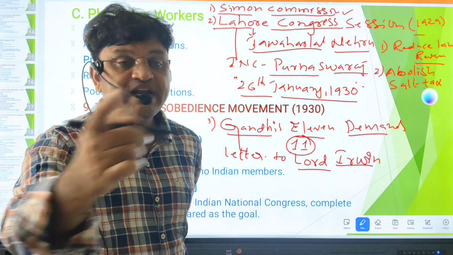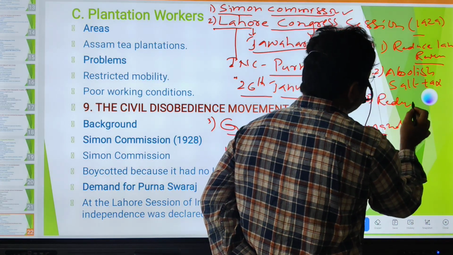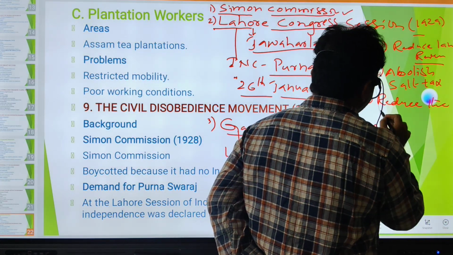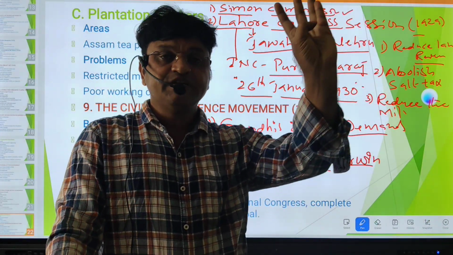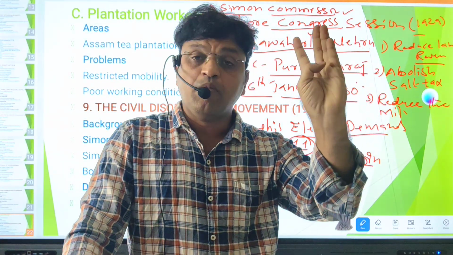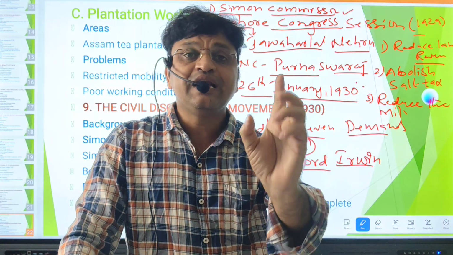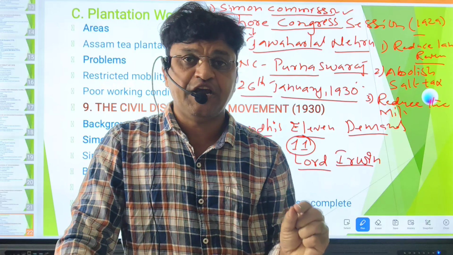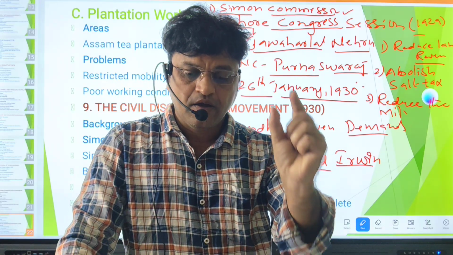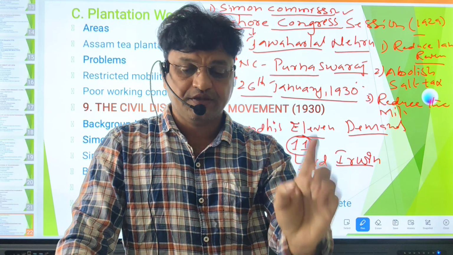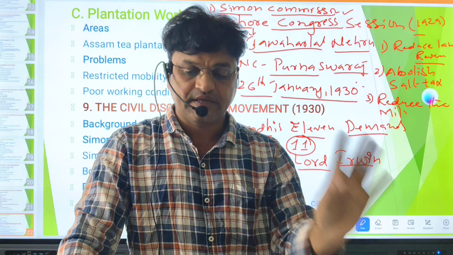Third one, reduce the military expenditure. First one is reduce the land revenue. Second, abolish the salt tax. Third, reduce the military expenditure. Fourth, release the political prisoners from jail. And protect Indian industry, this is the sixth demand. And permit the manufacture of salt, this is the seventh demand.